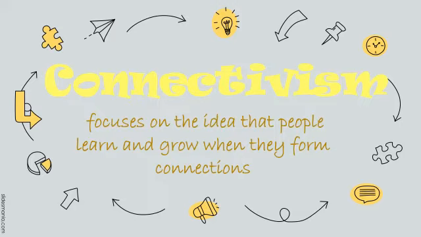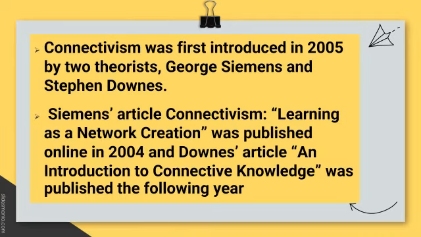Connectivism promotes learning that happens outside of an individual, such as through social media, online networks, blogs, or information databases. Connectivism was first introduced in 2005 by two theorists, George Siemens and Stephen Downes. Siemens' article Connectivism: Learning as a Network Creation was published online in 2004, and Downes' article An Introduction to Connective Knowledge was published the following year.